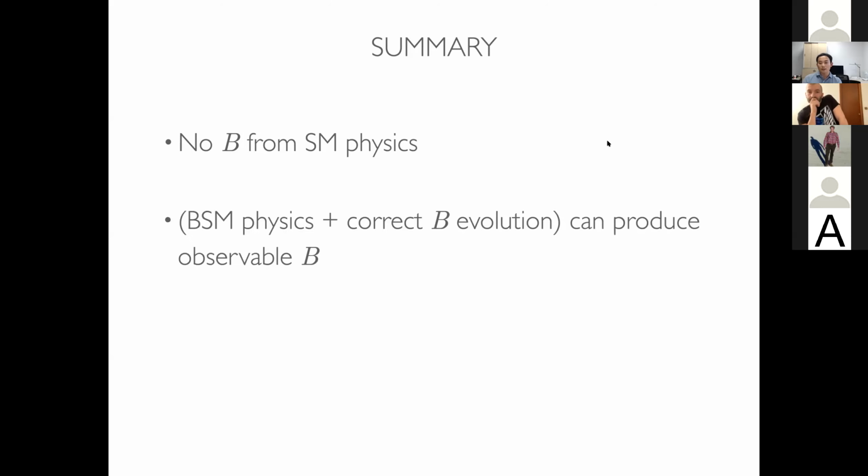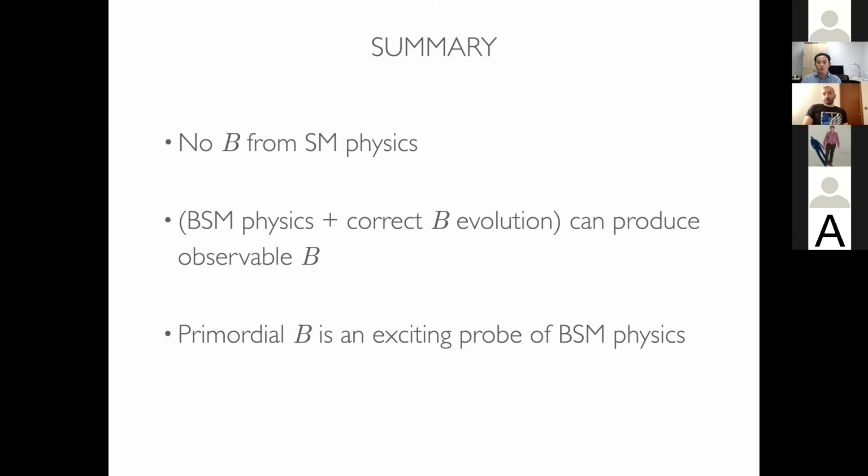Okay, so I think it's time for me to wrap up. My message number one is that the QED Weyl anomaly cannot give rise to primordial magnetic fields. By saying this, this basically means that standard model physics does not give rise to any primordial magnetic fields. On the other hand, beyond the standard model physics can, especially when you take into account the correct magnetic field evolution after they are created. They can actually create quite large magnetic fields at a level that is observable today. And because magnetic fields can only be produced from BSM physics, but not from standard model physics, primordial magnetic fields are actually a very good probe of beyond standard model physics.